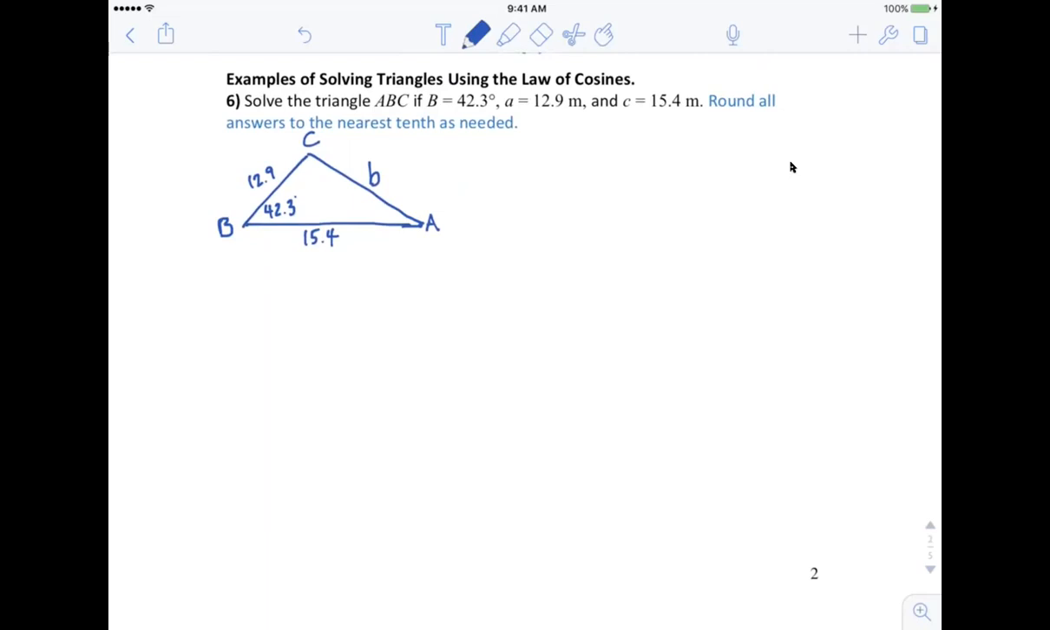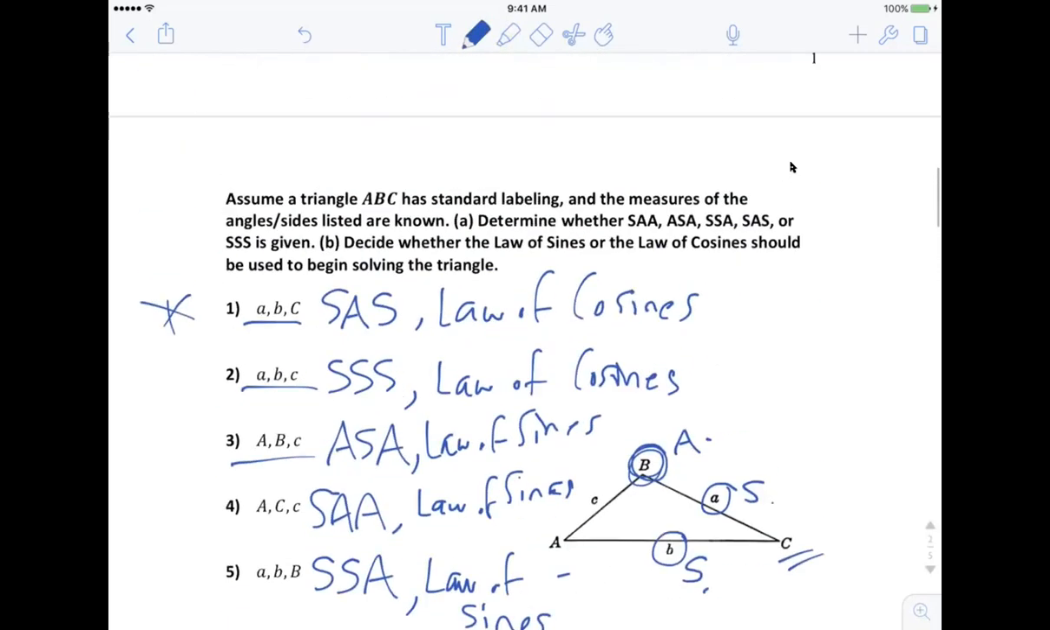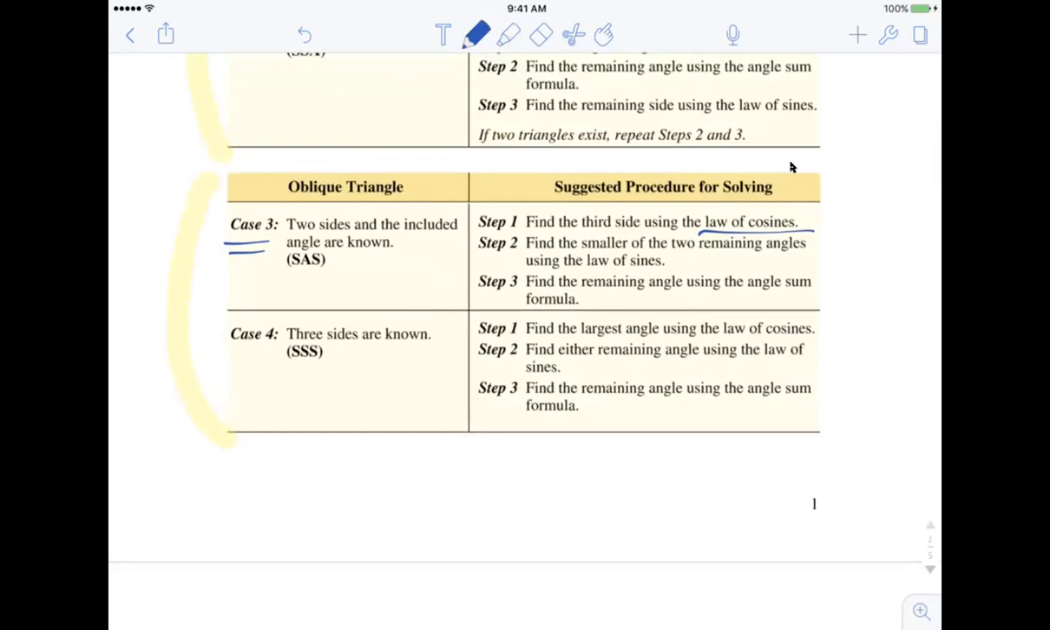Let's get right into this problem. I already drew it out. Notice what we have here is a side angle side case. We have that side given, that angle, and that side. So side angle side, follow these directions here. It's 3 steps. First, you're going to find that third side using the law of cosines.